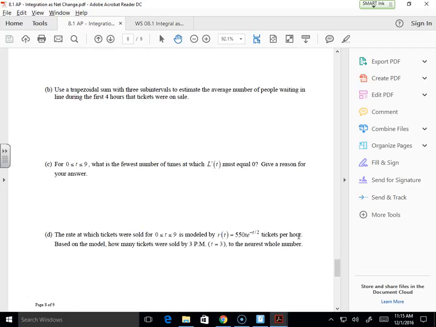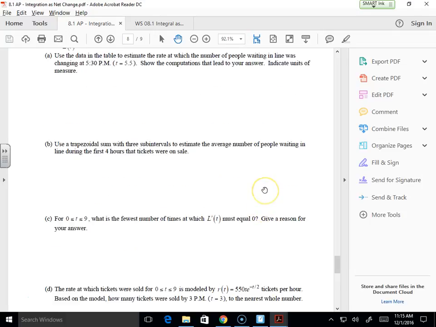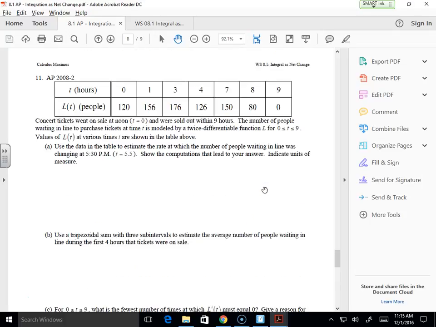Letter C says, is it C or D? C? What is the fewest number of times at which L prime must equal 0? Guys, hold on. When you see or hear L prime equals 0, what should be the first theorem we get? Mean value theorem. MVT, but when's it going to be 0? When the average change is 0, when you have two endpoints be the same. Yeah. So Rolle's, ultimately. But it's a special application of MVT, so you could just use MVT and then look for Rolle's.